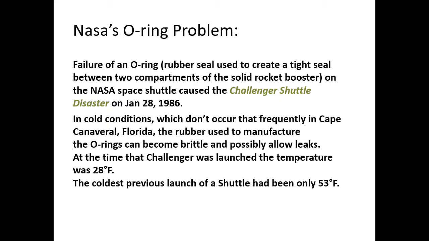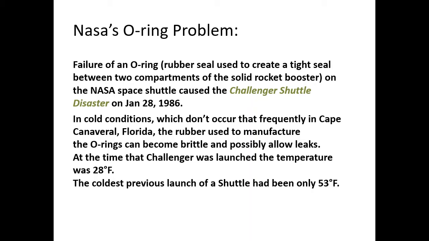All right, so they had a problem with their O-rings. The O-ring is a rubber seal used to create a tight seal between two compartments, in this case two metal compartments, of the solid rocket booster on the NASA Space Shuttle. Those things caused the Challenger disaster. If you remember, the Challenger was the name of one of the shuttles. I think we had 4 or 5 of them at one point. Challenger was the name of one of them, and it exploded shortly after takeoff.